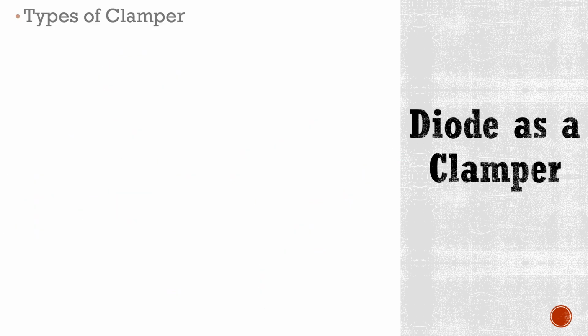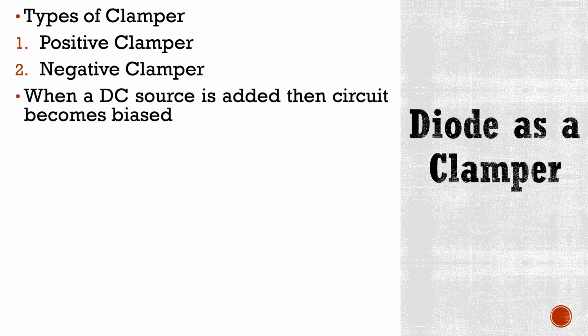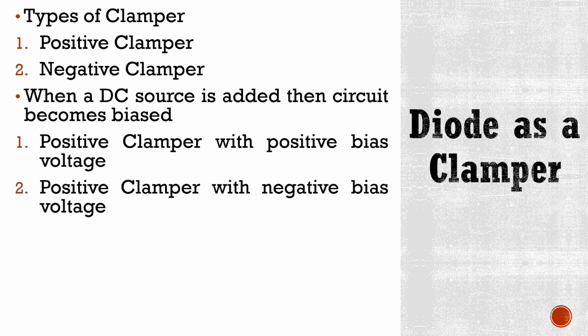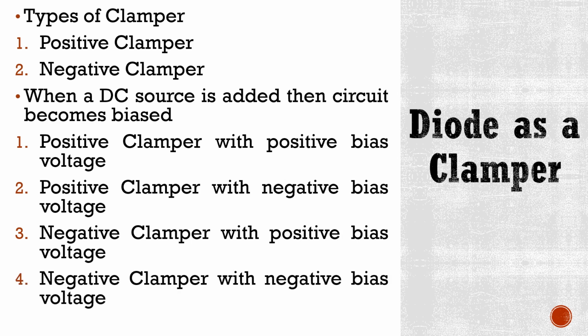There are two types of clamper circuits. First is positive clamper and second is negative clamper. When a DC source is added, then the circuit becomes biased. So now in this case, the types of clamper circuits include positive clamper with positive bias voltage, positive clamper with negative bias voltage, negative clamper with positive bias voltage, and negative clamper with negative bias voltage.